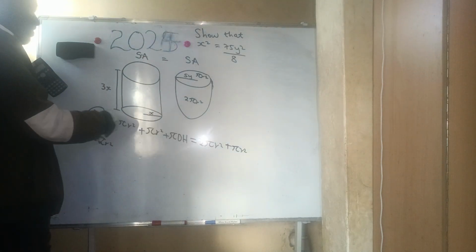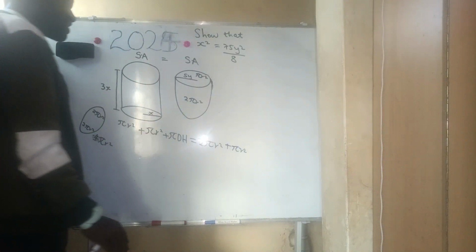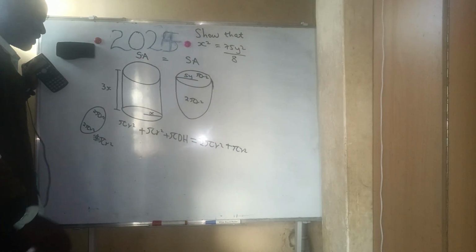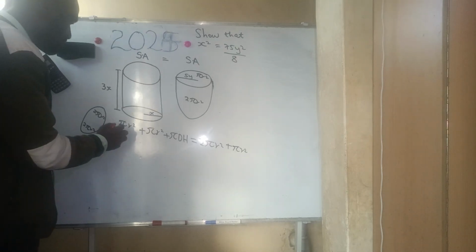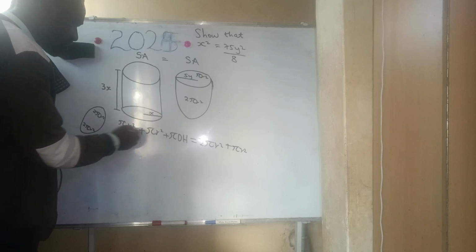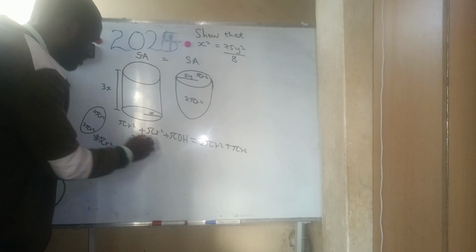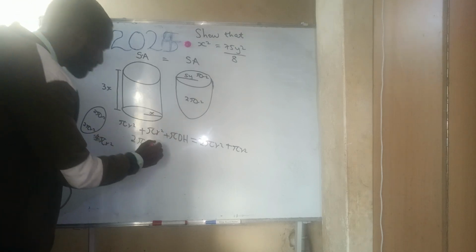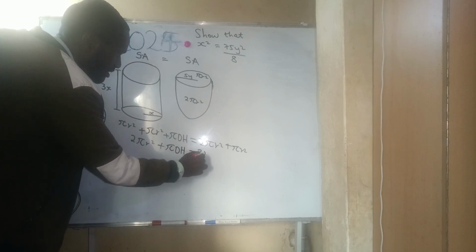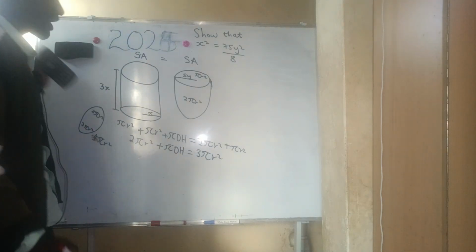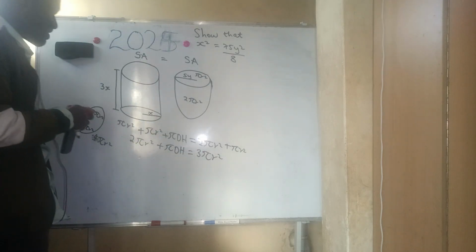So the surface area of the first figure, the cylinder, is equal to the surface area of the second figure, which is now a hemisphere. Of course, you have not been told anything about pi, so you can still retain the pi in our working. We can first combine these two and have 2 pi r squared, because pi r squared plus pi r squared is 2 pi r squared, then plus pi dh. The answer must be equal to 3 pi r squared. Why 3 pi r squared? We have 2 pi r squared and 1 pi r squared, which gives us 3 pi r squared.